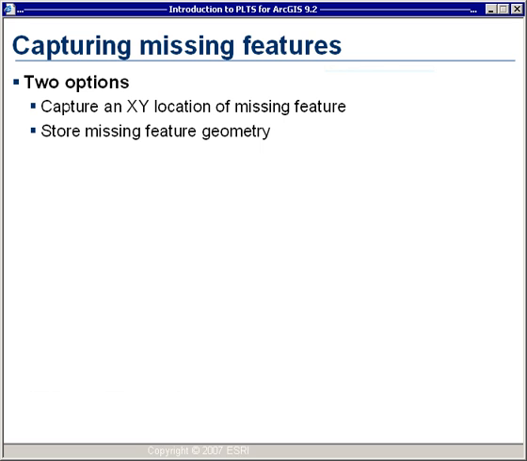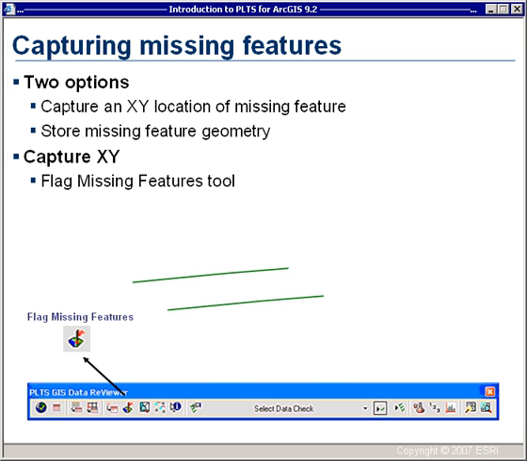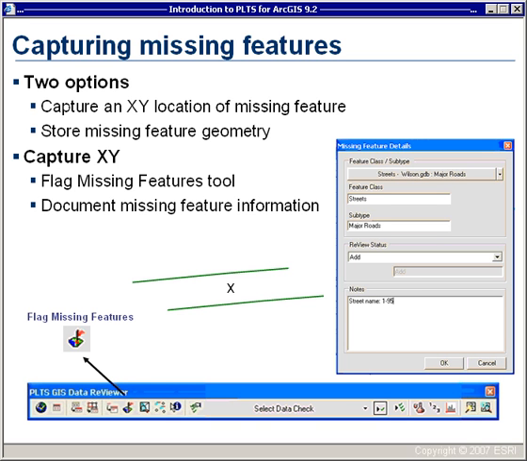Now, if you have missing features, there are two methods that you can use to document the error in the reviewer table. You can capture a simple XY point location, or you can capture the entire missing geometry. When capturing a simple XY point location, you will use the Flag Missing Features tool. So in this example, there is an intersecting street that is missing between these two parallel roads. I'm going to activate the Flag Missing Features tool and simply click the XY location where the missing street needs to be placed. Then I am prompted to provide information about that missing feature.